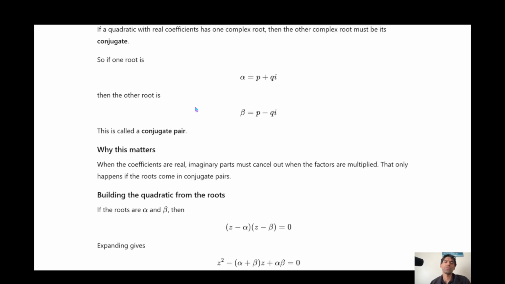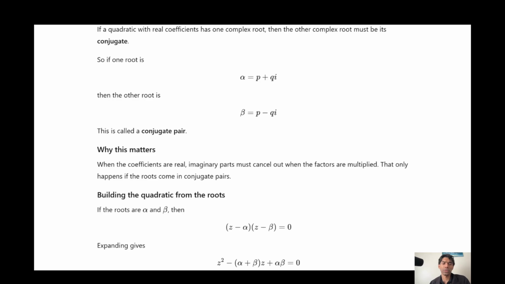So if a quadratic with real coefficients has one complex root, then the other complex root must be its conjugate. So if one root is alpha is equal to p plus qi, then the other root is beta is equal to p minus qi. This is called a conjugate pair. Why does this matter? When the coefficients are real, imaginary parts must cancel out when the factors are multiplied. That only happens if the roots come in conjugate pairs.